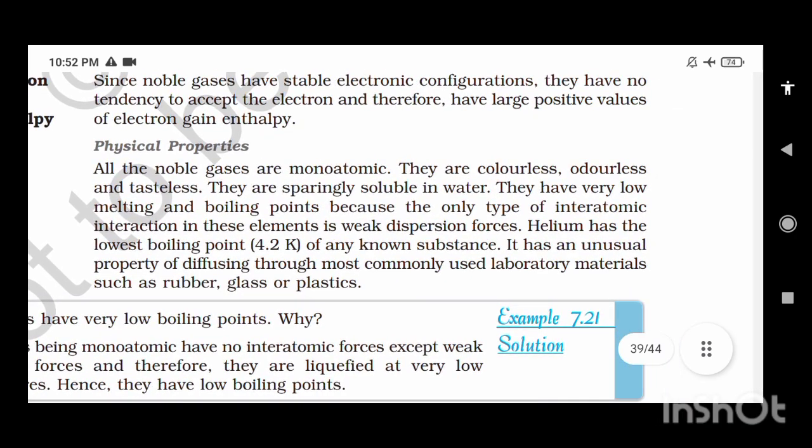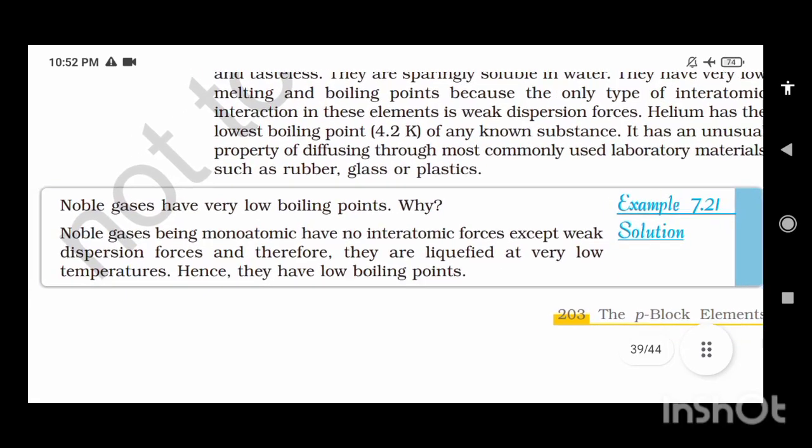Physical properties: all the noble gases are monoatomic. They are colorless, odorless, and tasteless. They are sparingly soluble in water. They have very low melting and boiling points because the only type of interatomic interaction in these elements is weak dispersion force. Helium has the lowest boiling point of any known substance. It has the unusual property of diffusion through most commonly used laboratory materials such as rubber, glass, and plastic.